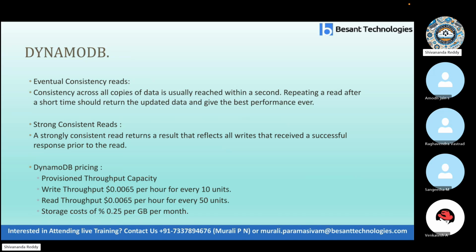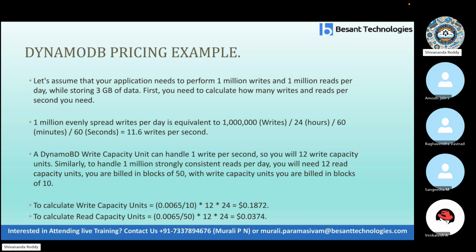DynamoDB pricing wise, if we discuss provisioned throughput capacity: write throughput is 0.0065 per hour for every 10 units, then 0.0065 per hour for every 50 units of read, then storage cost of 0.25 per GB per month can be calculated. Now a pricing example: let's assume that your application needs to perform 1 million writes and 1 million reads per day while storing 3 GB of data.